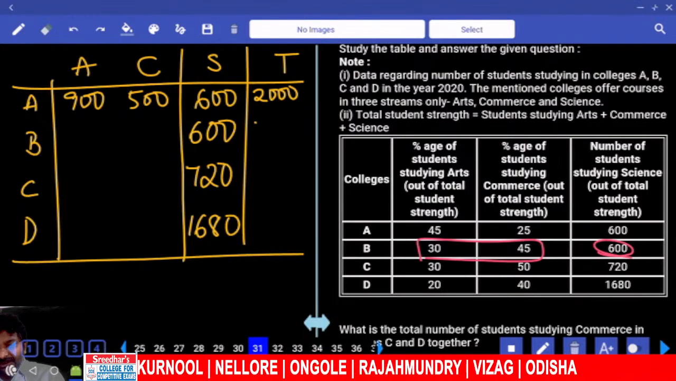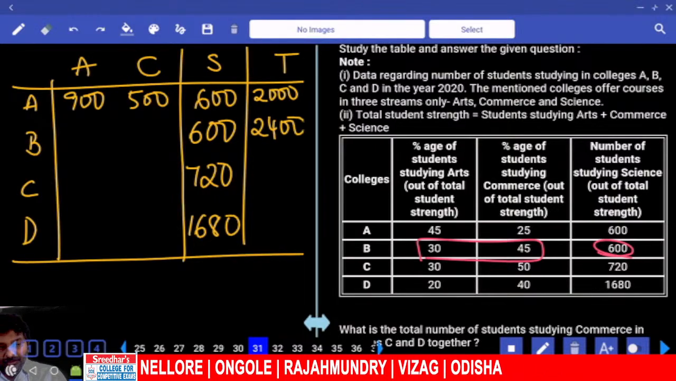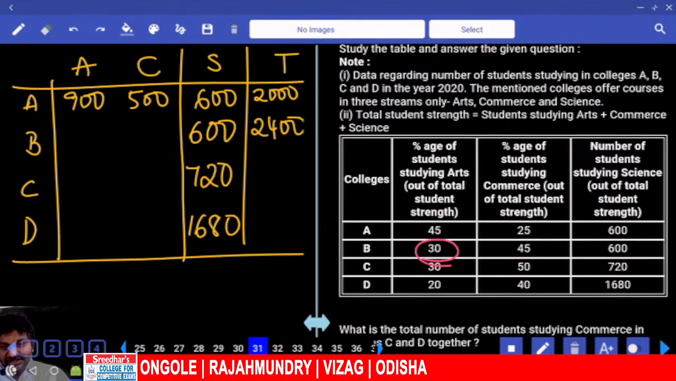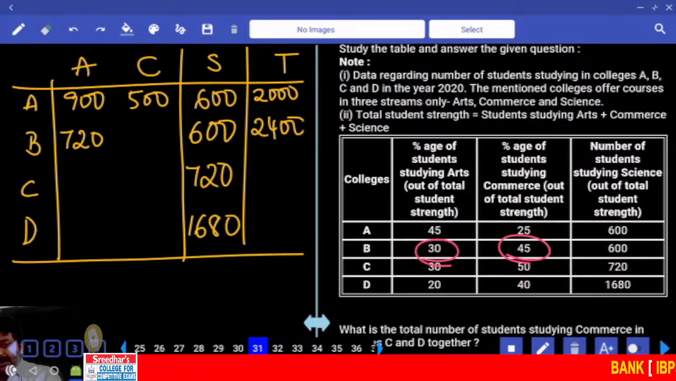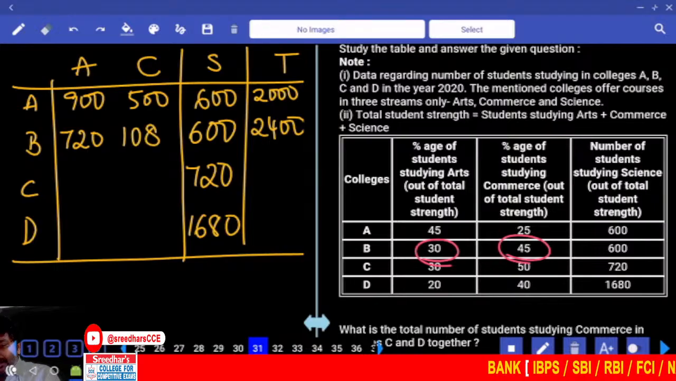1/4 is 600, total 2400. 30%, 720. 45%: 50% minus 5%. 50% is 1200, 5% is 120. So 1080.